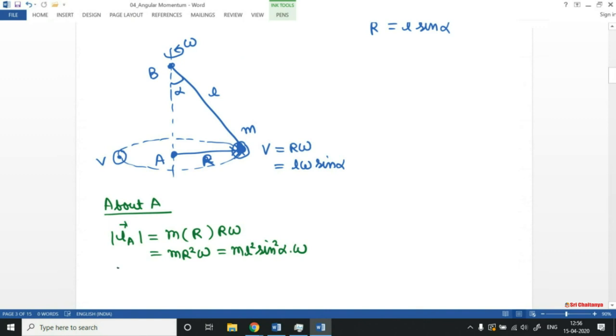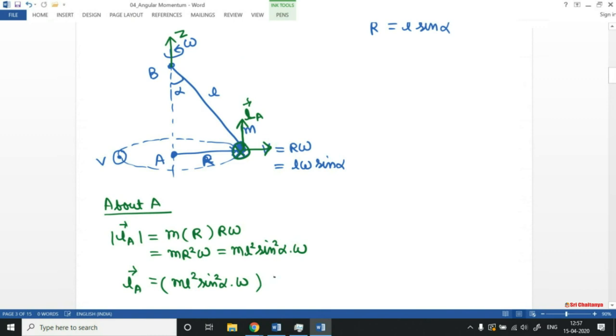Direction wise, the velocity is in the inward direction, and the position vector is in the radially outward direction. So r cross v here will be turning into this direction. So this would be the direction of L A over here. So direction wise, if we are able to write, let's say this is, for example, the Z axis, L A can be written as m L square sine square alpha into omega.